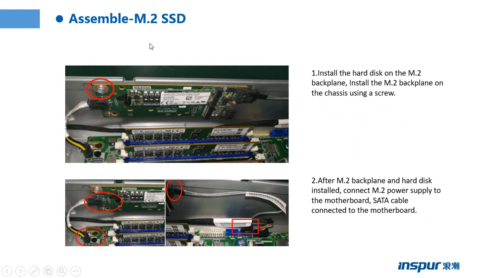This page shows how to install the M.2 SSD. Step 1. Install the hard disk on the M.2 backplane. Then install the M.2 backplane on the chassis. Use 1 screw. This one, the 1 screw. This one, we need to lock it up.